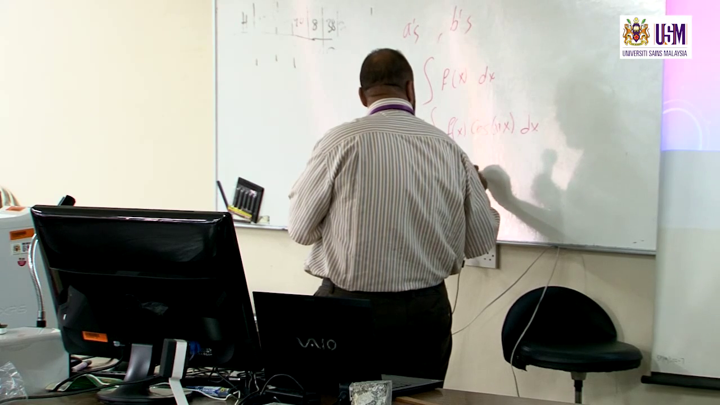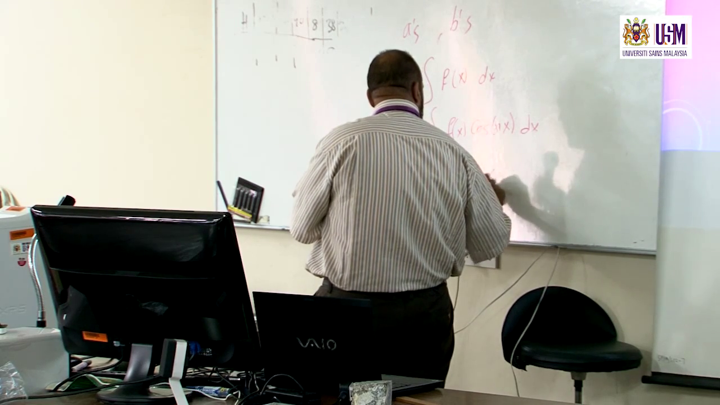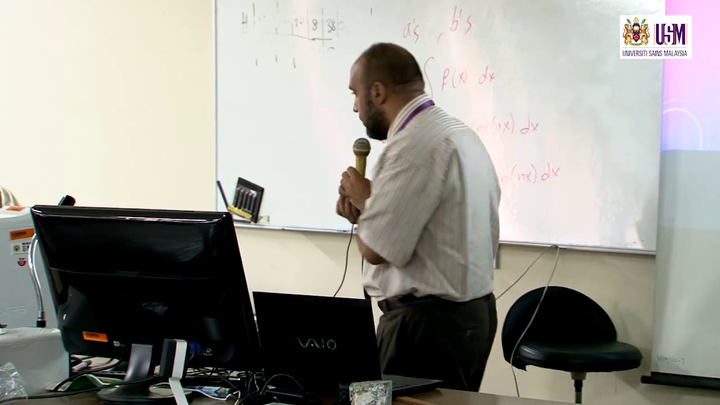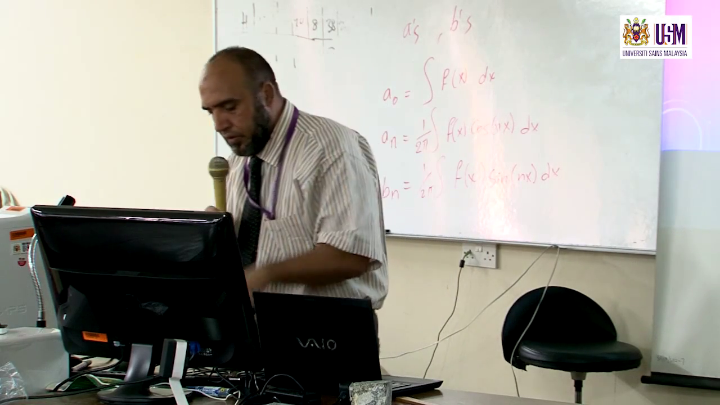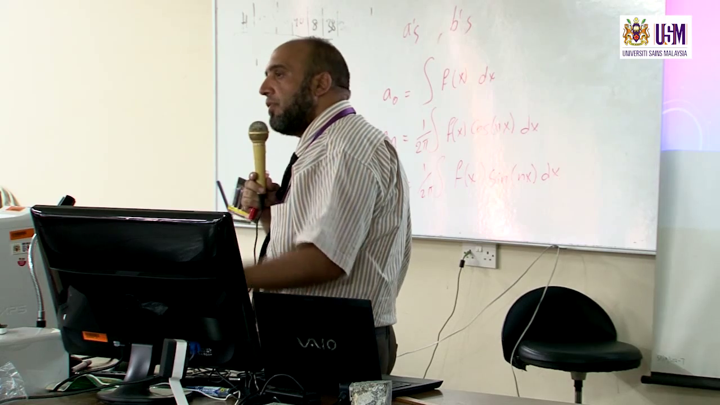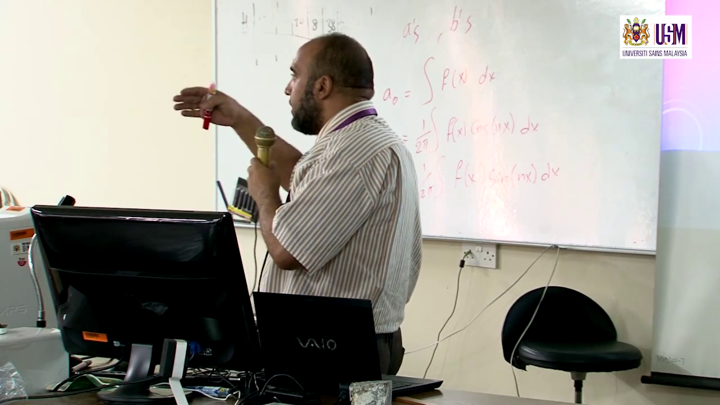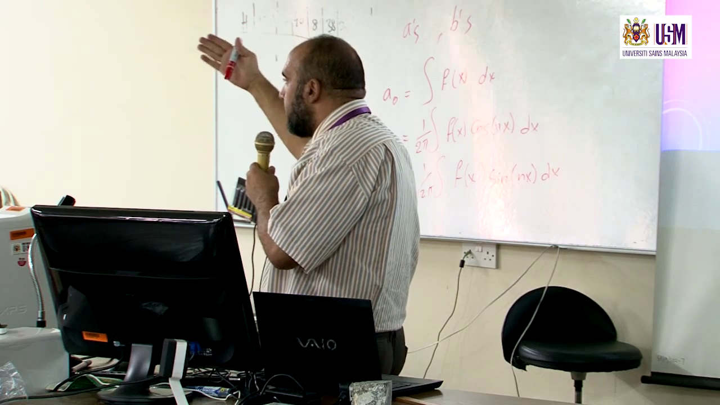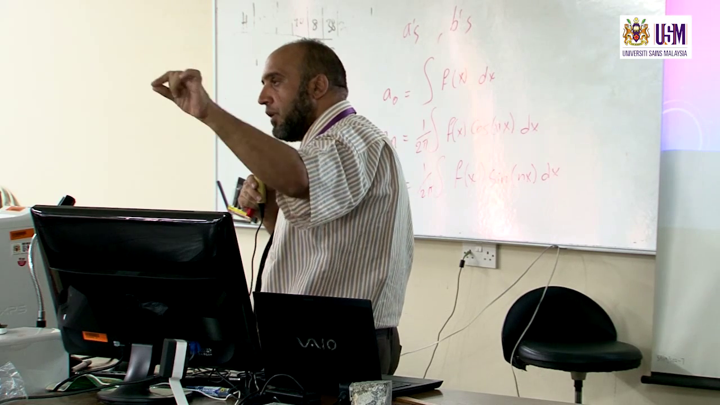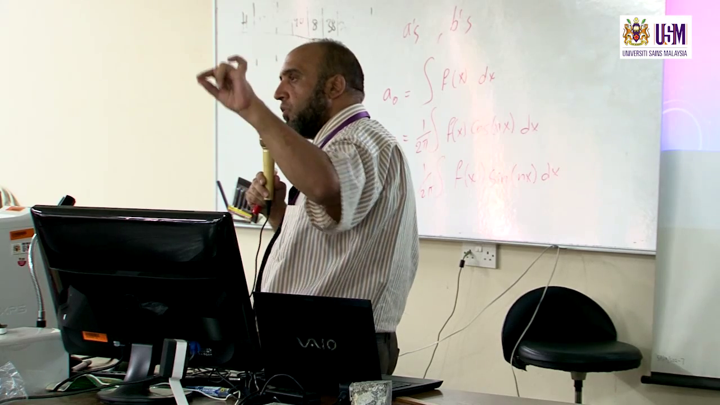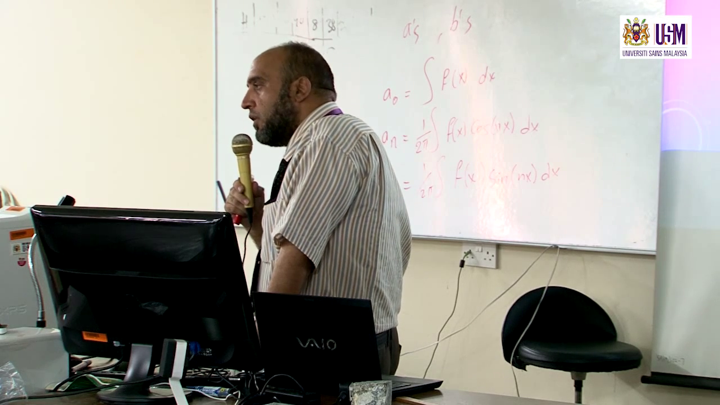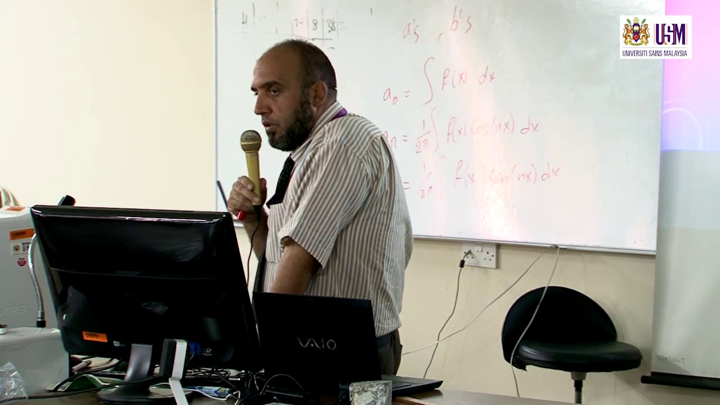And here, f of x sine nx dx. So I have to evaluate the integration, and the output will be a function of n. So I will have something like n multiplied by a certain value. Defining n by 1, I will have a1 equal something. Defining n by 2, I have a2 equal something, and so on. And the same for b. Okay?